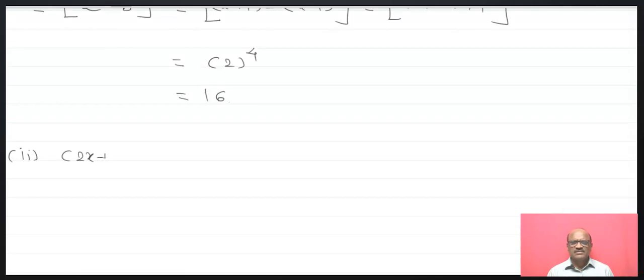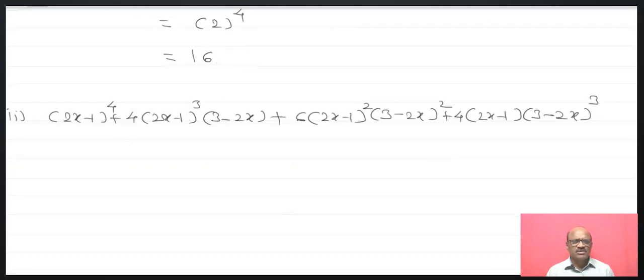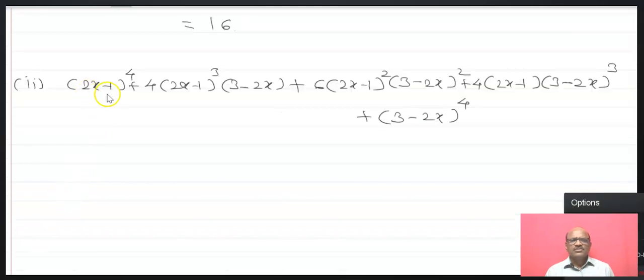Now next, (2x minus 1) bracket raised to 4 plus 4 into (2x minus 1) bracket cube into (3 minus 2x) plus 6 into (2x minus 1) bracket square into (3 minus 2x) bracket square plus 4 into (2x minus 1) into (3 minus 2x) bracket cube plus (3 minus 2x) bracket raised to 4. Now see this, the example.